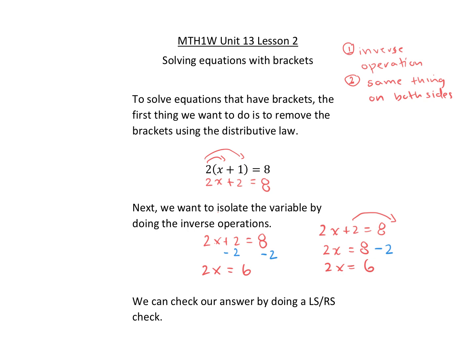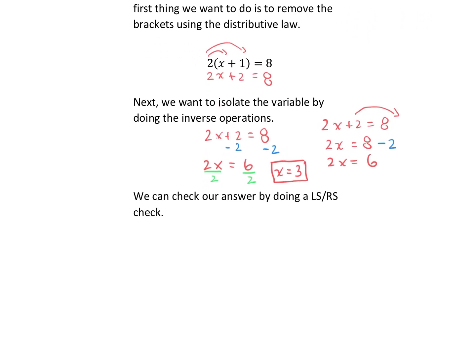Then we want to isolate for x. Since it's multiplied by 2, we're going to divide by 2. And whatever we do to one side, we're going to do the same to the other. So 2 divided by 2 is 1x, and 6 divided by 2 is 3. So the value of our variable is 3. And then we can do a left side, right side check to see if we are correct.